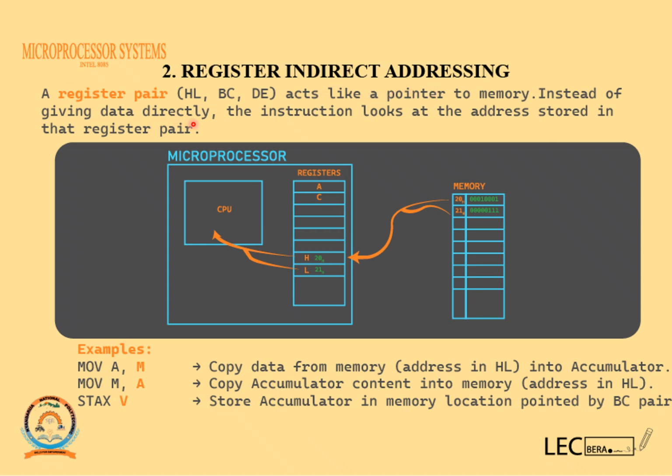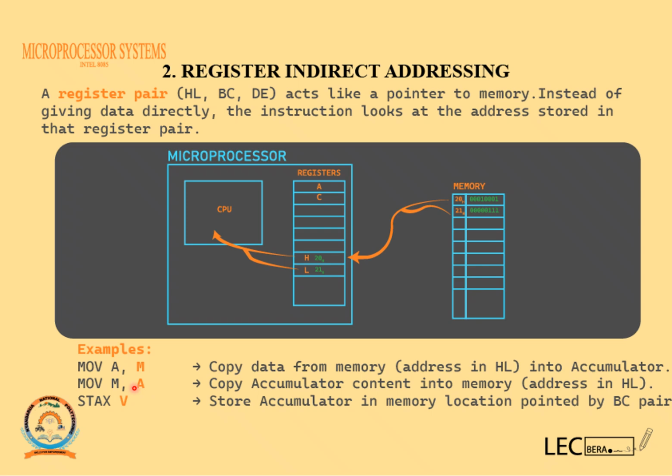Instead of giving data directly, the instruction looks at the address stored in that register pair. We have examples here. Move to accumulator M. So M here being the address of the memory location, which is being held by register pair HL.